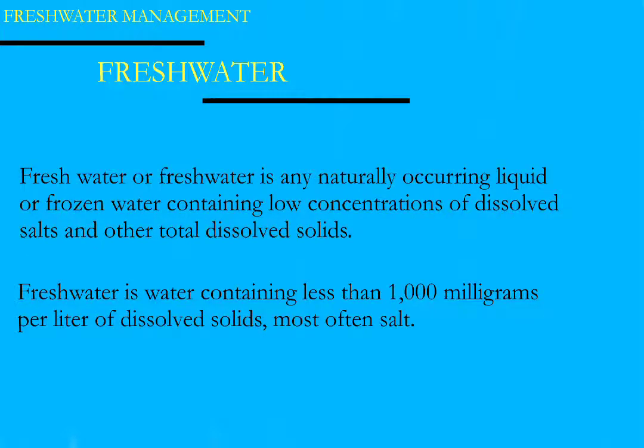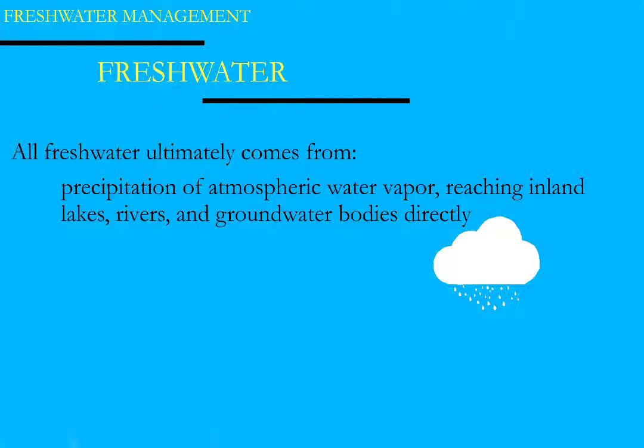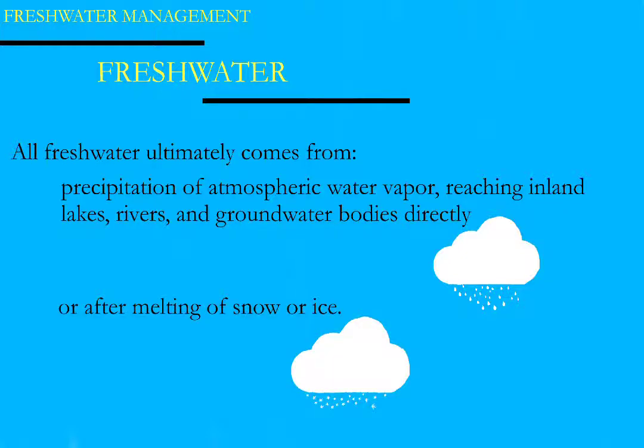Fresh water, either spelled as one or two words, is any naturally occurring liquid or frozen water containing low concentrations of dissolved salts and other total dissolved solids. To be more precise, fresh water is water containing less than 1,000 milligrams per liter of dissolved solids, most often salt. All fresh water ultimately comes from precipitation of atmospheric water vapor reaching inland lakes, rivers, and groundwater bodies directly, or after melting of snow or ice.